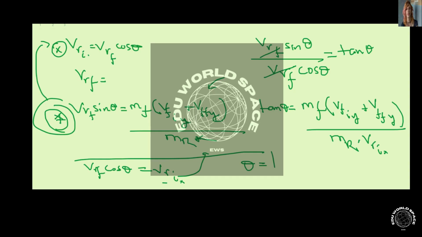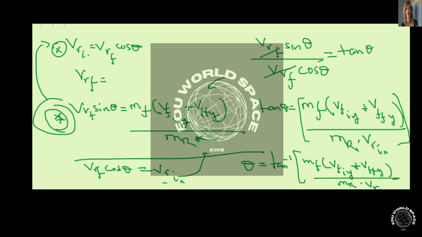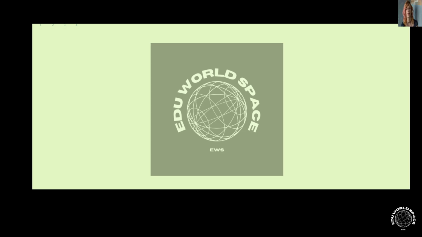So a tan inverse of all this expression in the bracket, so mass of falcon, initial velocity of falcon in the y, plus final velocity of falcon in the y, all over mass of raven times initial velocity of raven in the x. So it's a mouthful of variables. In the next part, we just have to plug in the numbers.